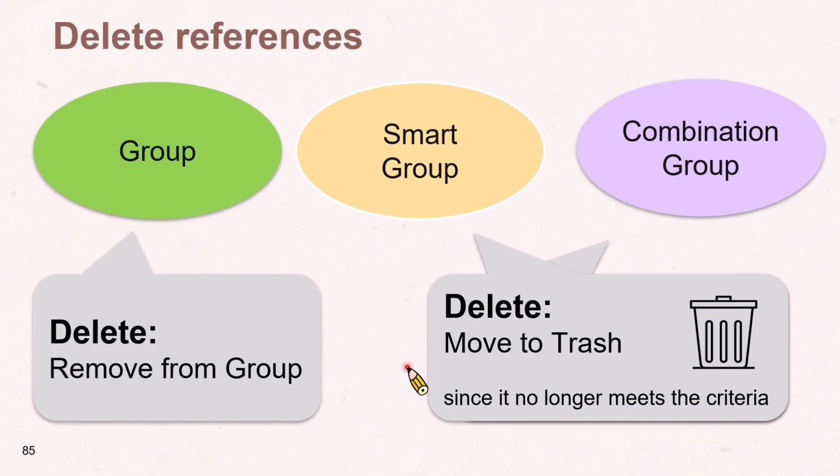As a reminder, if you delete a reference from a custom group, the reference will only be removed from that group. It will still remain in the list of references. But if you delete a reference from a smart group or combination group, the reference will be moved to trash because it no longer meets the group criteria.